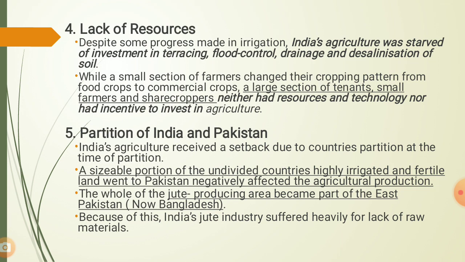And because of this, India's jute industry suffered heavily for lack of raw materials, because most of the jute industries were located in that Bengal region only, because the soil was very fit for the growth of jute. So that is why jute was easily available in those areas, and since this jute was used as a raw material in jute industries, after the partition of India and Pakistan, a sizable portion of land, like the East Pakistan region, went to Pakistan, and that is why there was a shortage of raw material for the Indian jute industries, and they suffered heavily for lack of raw materials. And that is why the agriculture sector also got negatively hampered due to the policies of colonial rule and due to the partition of India and Pakistan.